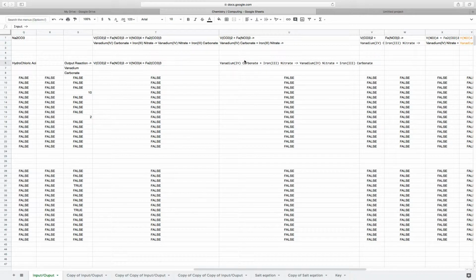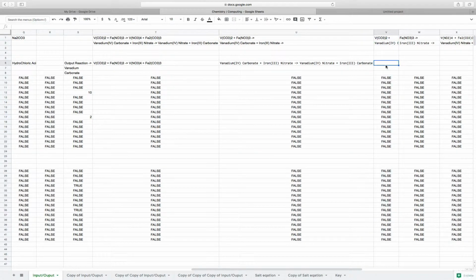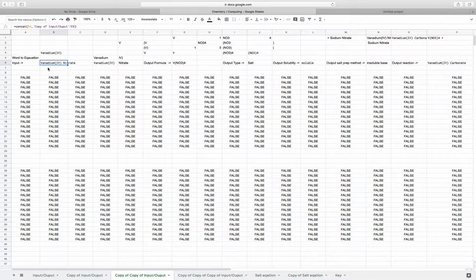And over here we have the word equation, which is vanadium 4 carbonate plus iron 3 nitrate goes to vanadium 4 nitrate plus iron 3 carbonate. And let's just extend that, because that would go on, mildly infuriating. And so the way that it does this is over here, as you can see, we have vanadium nitrate, because that is concatenating this and this, which produces vanadium nitrate, which is, of course, it knows that that is what would happen if you swapped around iron and vanadium. And as you can see, this does the same thing, just the other way around. You get iron 3 carbonate.